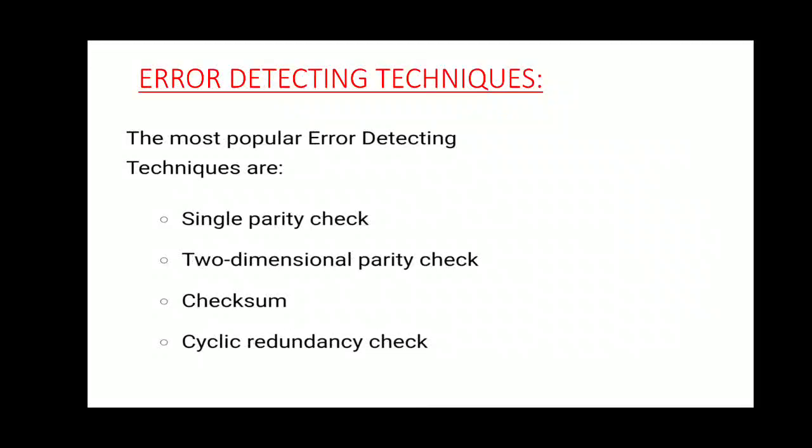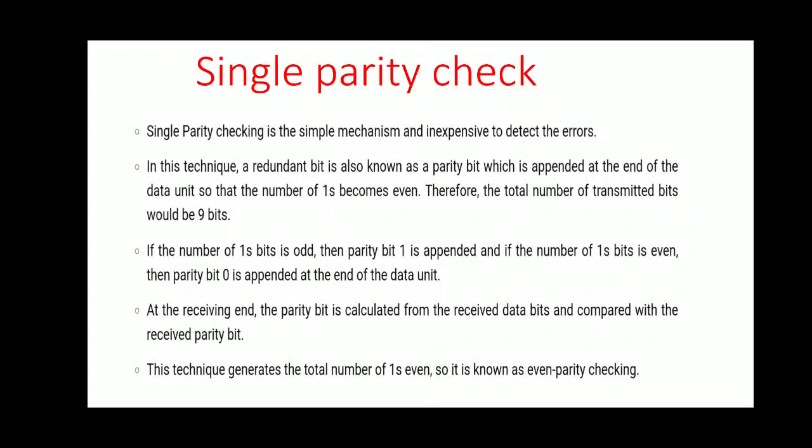Now we are going to see single parity check. Single parity checking is a simple and inexpensive mechanism to detect errors. In this technique, a redundant bit, also known as a parity bit, is appended at the end of the data unit so that the number of ones becomes even. Therefore, the total number of transmitted bits would be 9 bits.